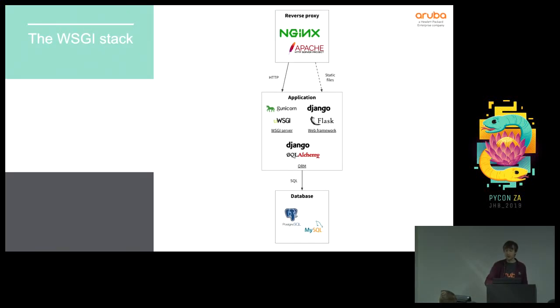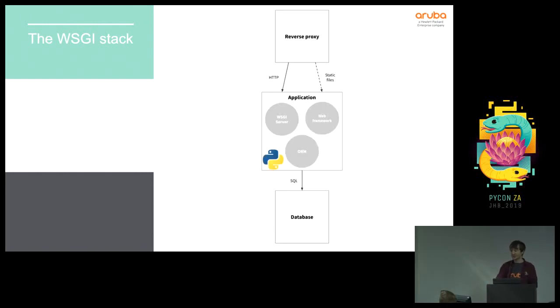What this often looks like when you deploy it in practice: some common WSGI servers are Gunicorn, uWSGI or MicroWSGI, and Django and Flask are common web frameworks. Then if you have a stateful application, you'd have an ORM that connects to a database. And then generally you have a web server in the front, like Nginx or Apache. This is a lot of different technologies, but to simplify it, we're talking about this shape of application, where the Python code, our application that we're running, has a WSGI server, some kind of web framework, and an ORM potentially.